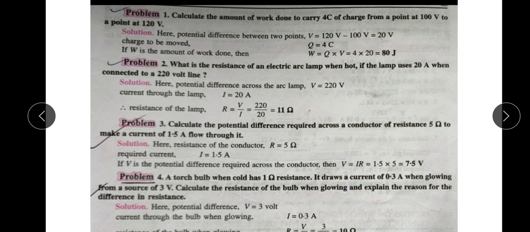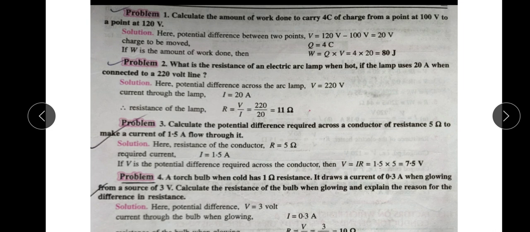So we know that from Ohm's law we can write V is equal to IR, then R is equal to V by I, which is equal to 220 by 20 is equal to 11 ohm. Clear? Okay, so it is an application of Ohm's law. It is a problem coming from Ohm's law. Okay, next the third problem.